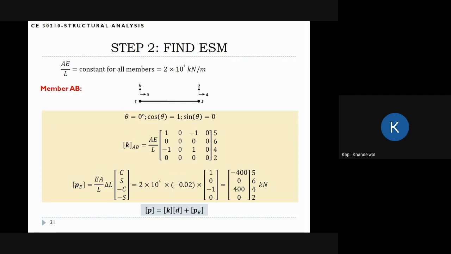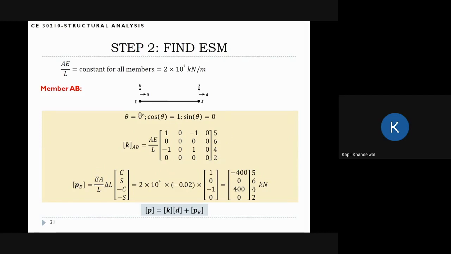Now we go to the second step and we find the element stiffness matrices and the P0 vector. We have to look at a particular member and see if there is a temperature or fabrication effect in the particular member, and make sure that we assemble the corresponding vector. So this is member AB. AB was the horizontal member. This was the I node, this was the J node. And these were the degrees of freedom, 5, 6, 4, 2. So orientation angle theta for this member is 0. Cos of theta is 1, sine is 0.